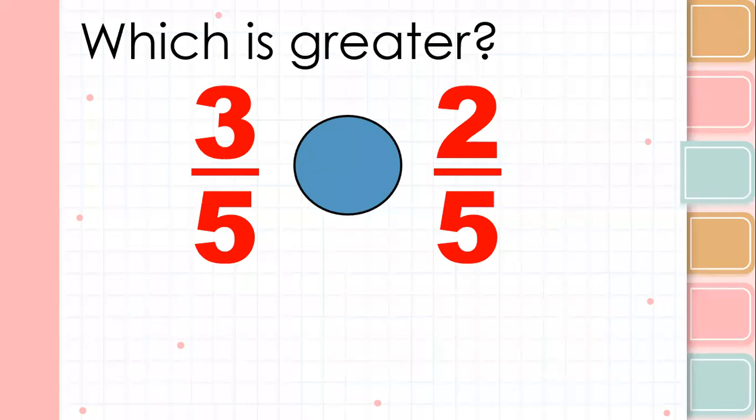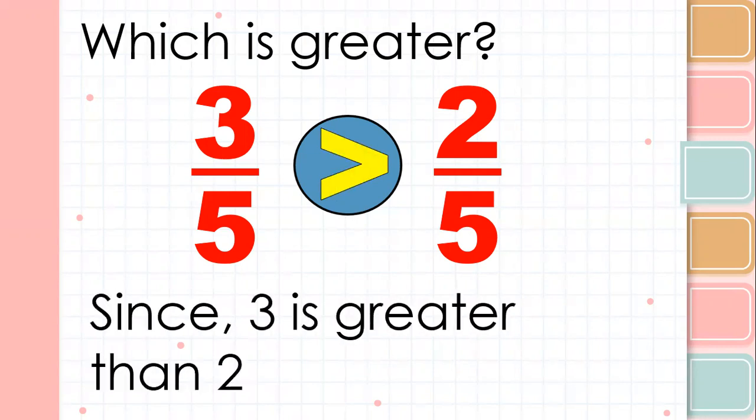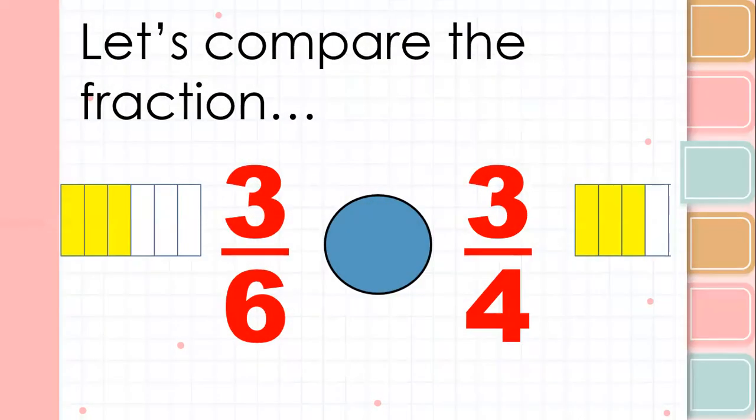Which is greater, 3/5 or 2/5? 3/5 is greater than 2/5 since 3 is greater than 2. How about this one? Let's compare the fractions.